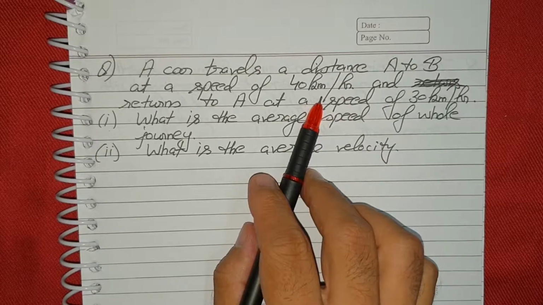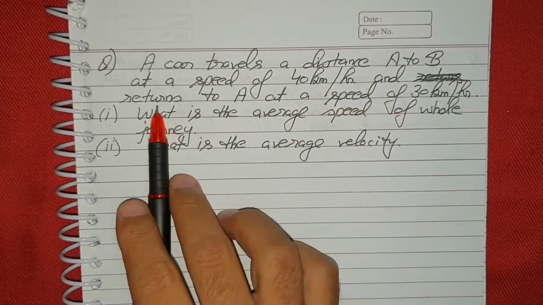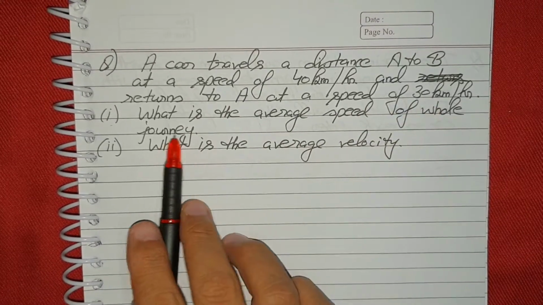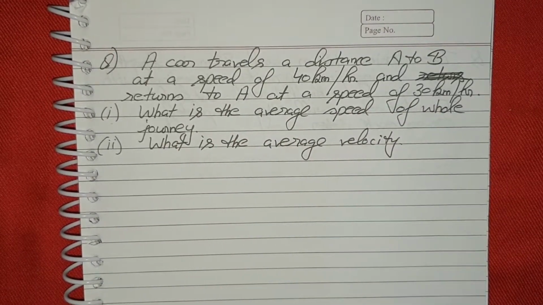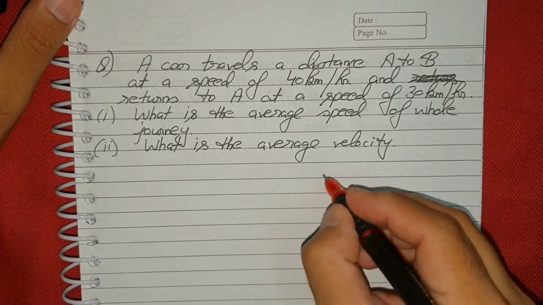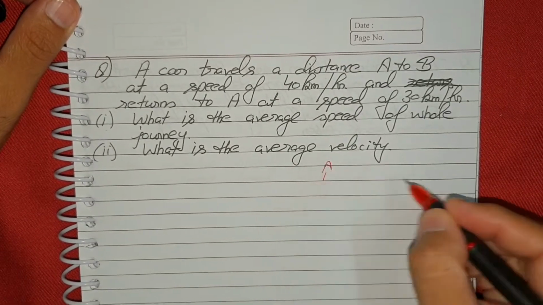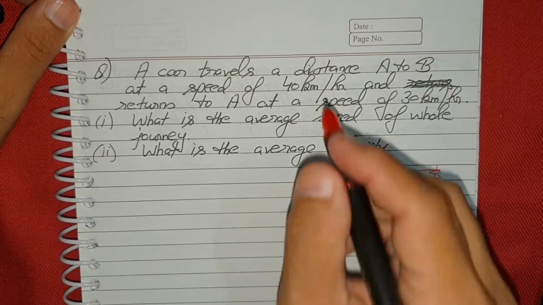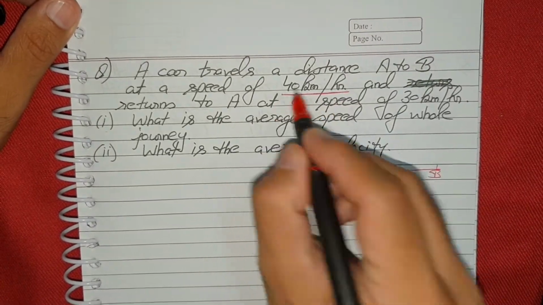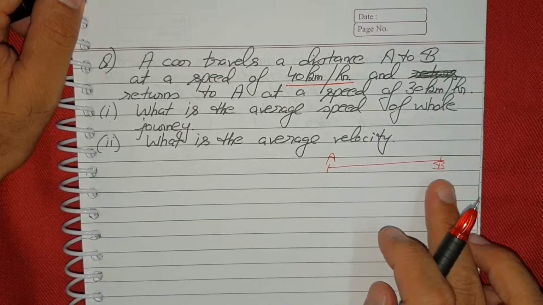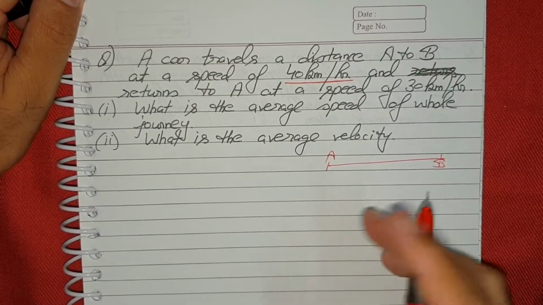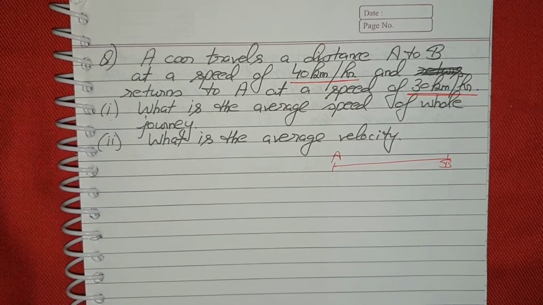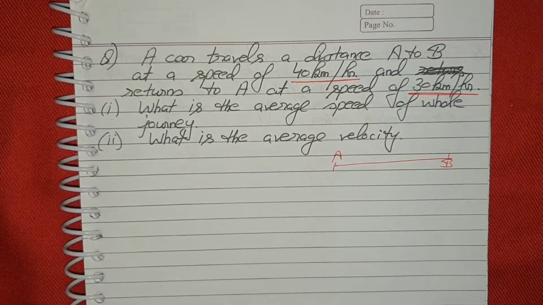Our next example is, a car travels a distance from A to B at a speed of 40 km per hour, and returns to A at a speed of 30 km per hour. What is the average speed of the whole journey and what is the average velocity? So, basically if you take 2 points, this is point A, this is point B. From A to B, it is covering with a speed of 40 km per hour. When it is returning from B to A, it is coming at 30 km per hour. Now, what is the average speed of the whole journey?